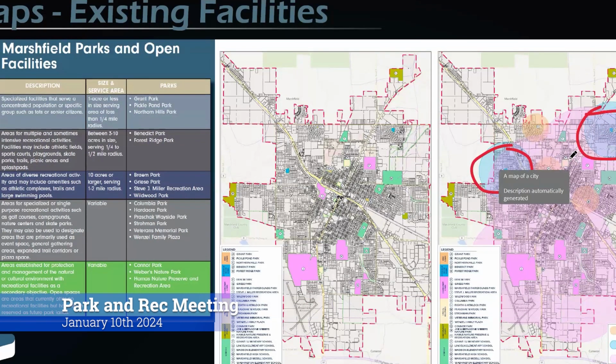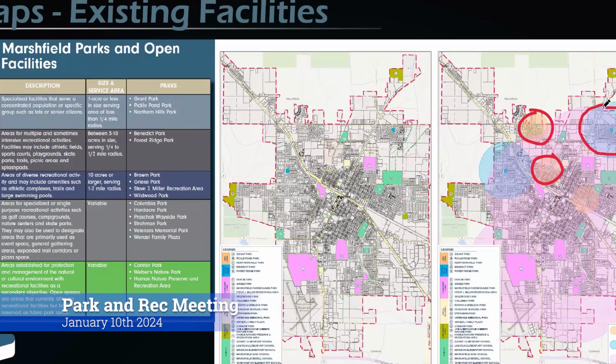And a mini park has a service area of a 1/4 mile. So that's these little orange ones. The neighborhood park jumps up to a 1/2 mile. And then your community parks have a full mile. And so that would be example here. So when you start to overlay that, you get a pretty good sense of the coverage of your recreation spaces across the community. And what that does for us that's really useful is it starts to identify some of the gaps.